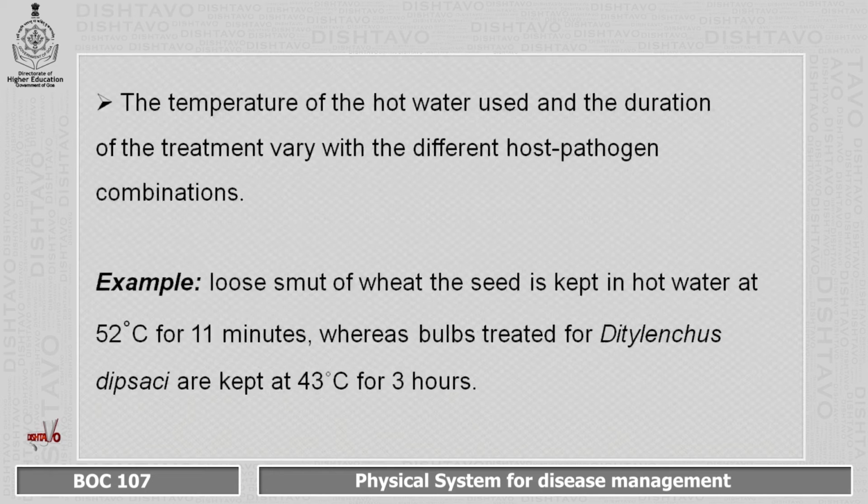The temperature of the hot water used and the duration of the treatment vary with different host-pathogen combinations. For example, for loose smut of wheat, the seed is kept in hot water at 52 degrees Celsius for 11 minutes, whereas bulbs treated for Ditylenchus dipsaci are kept at 43 degrees Celsius for 3 hours.